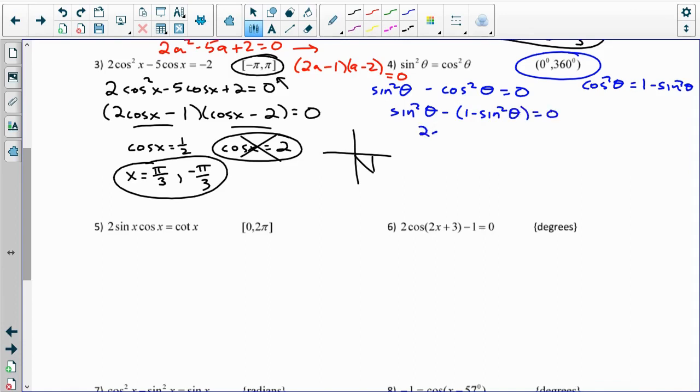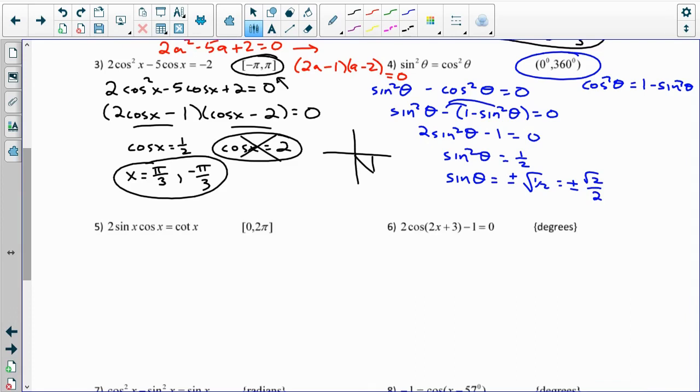So I end up with 2 sine squared minus 1 equals 0 when I distribute the negative sign. So I have sine squared plus sine squared minus 1, and then this ends up working out. So sine squared of theta equals 1/2. Then I square root both sides. Now remember, when I square root, I'm going to take a plus or minus. So I have plus or minus the square root of 1/2, which is plus or minus root 2 over 2, when I use a FFU in order to get there.